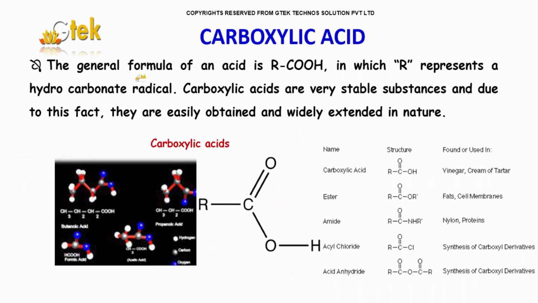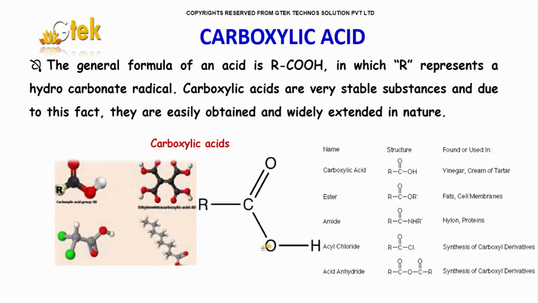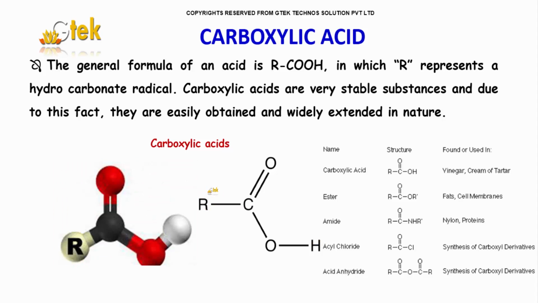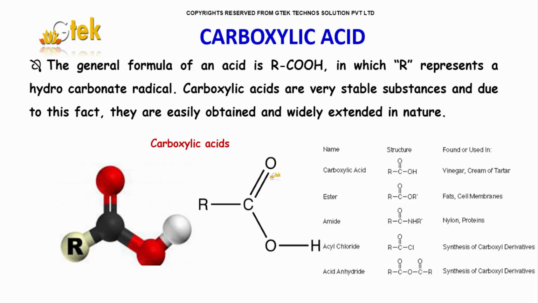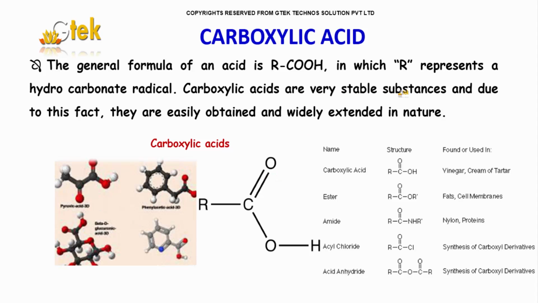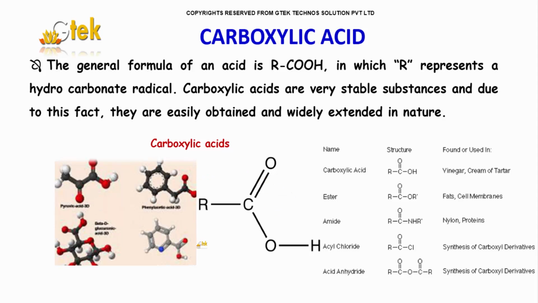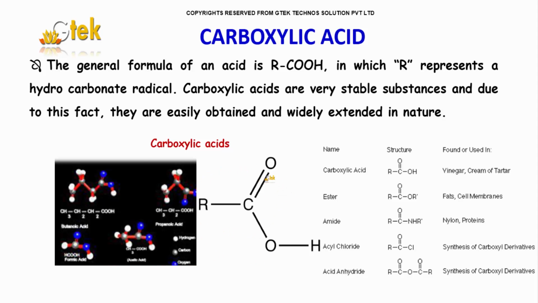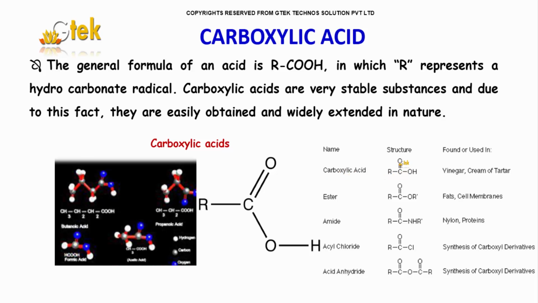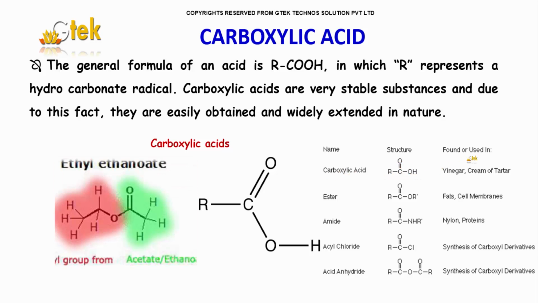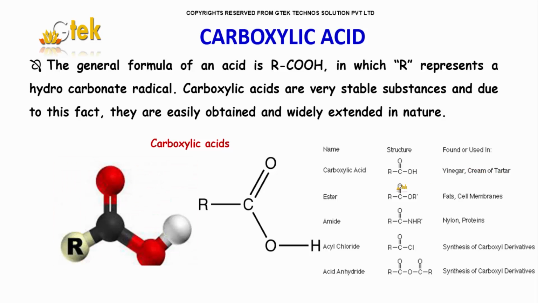The general formula of an acid is R-COOH, in which R represents the hydrocarbon radical. Carboxylic acids are very stable substances, and due to this fact they are easily obtained and widely extended in nature. Here is the carboxylic acid R-COOH, and it is found in vinegar and cream of tartar.